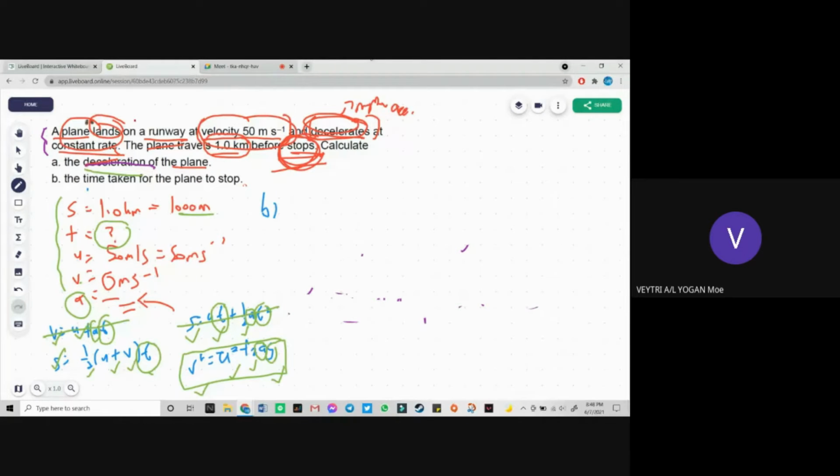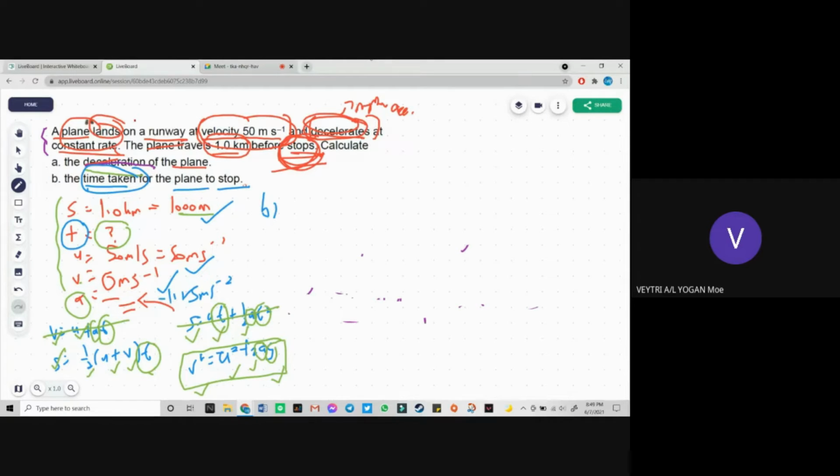B, the question asks the time taken for the plane to stop. Okay, maksud dia tanya sekarang apa? T kan? Terang-terang dekat sini T. So you have to find the time taken for the plane to stop. Alright? Now, tadi S dah ada, U dah ada, V dah ada, A. What was the value just now? 1.25 kan meter per second.